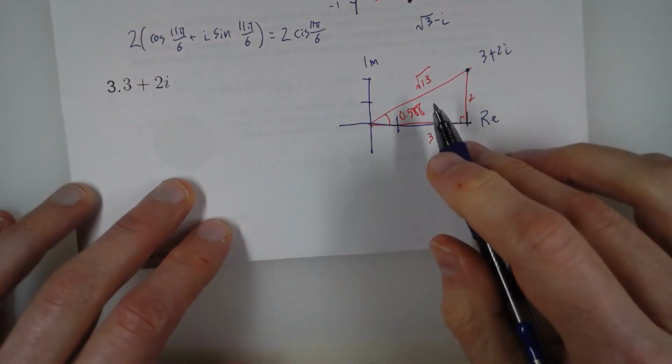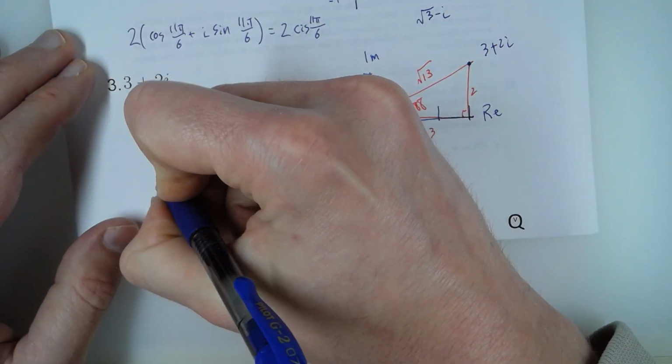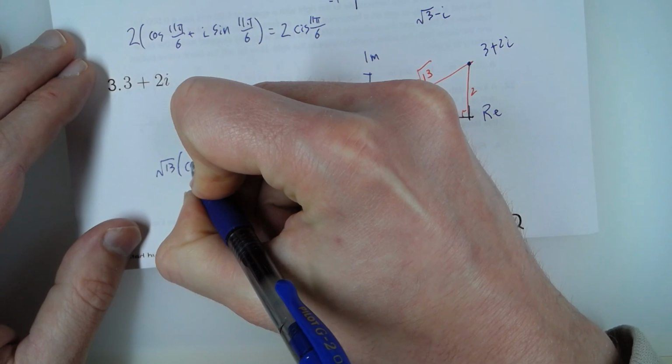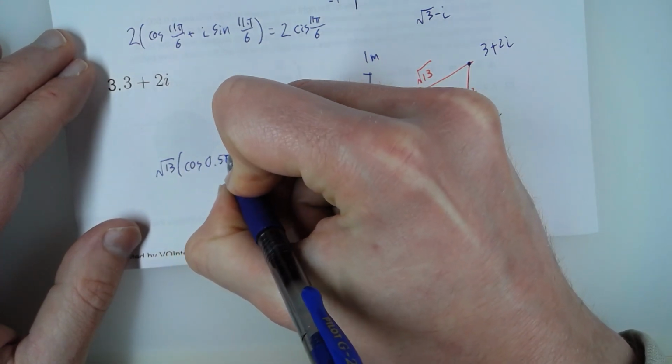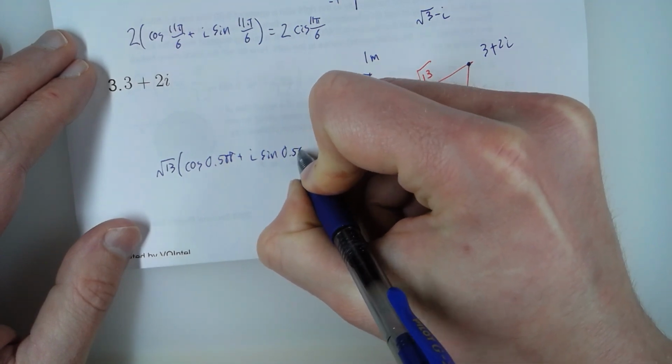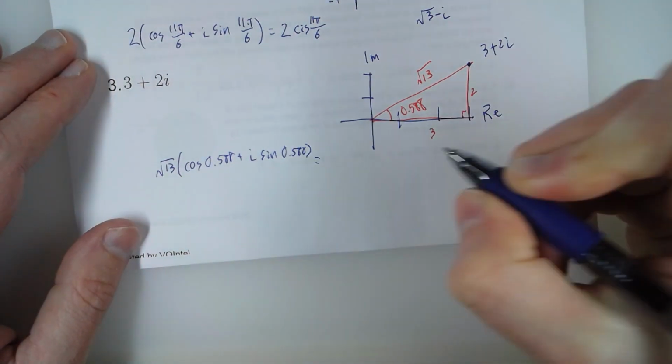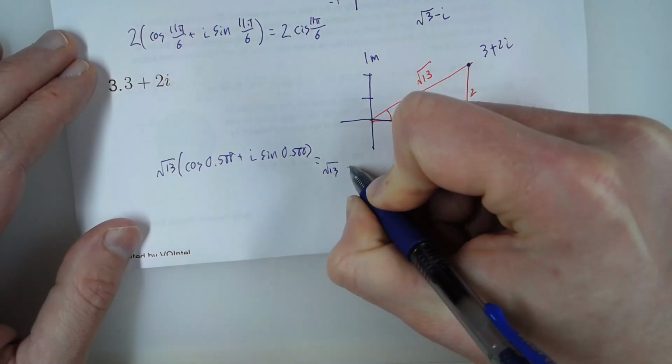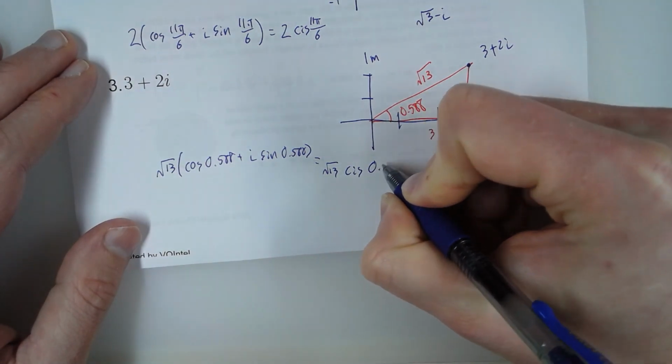So now we've got our magnitude and we have our angle. So we can write this: square root of 13 times cosine of 0.588 plus i sine of 0.588, or the shorter version, square root of 13 cis 0.588.